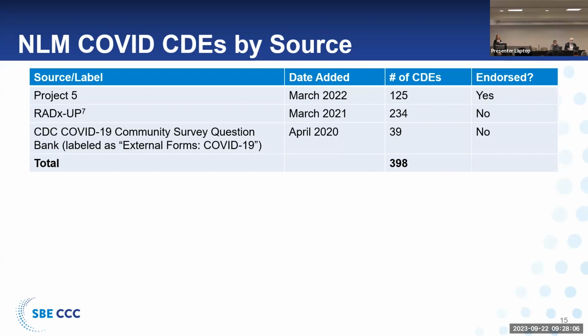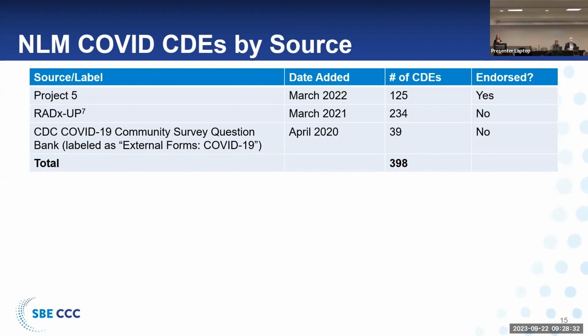RADx UP is a consortium of research projects with the shared aim of increasing access to COVID testing in underserved populations. These 234 CDEs were added to the repository back in March of 2021. The NIH RADx UP CDEs are a set of standard study questions that RADx UP projects are required to use in their COVID-19 testing studies.